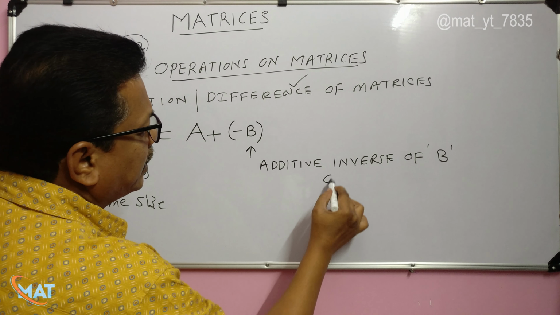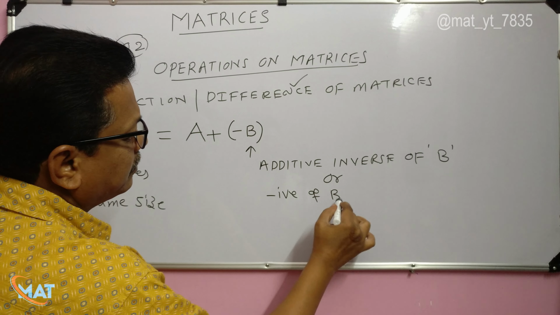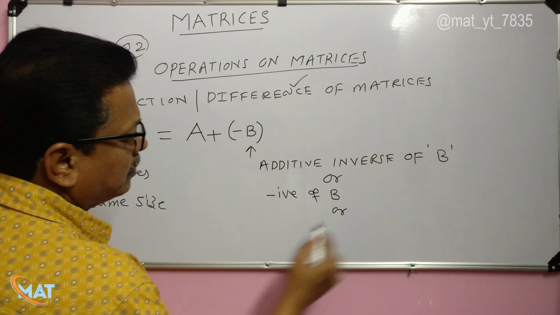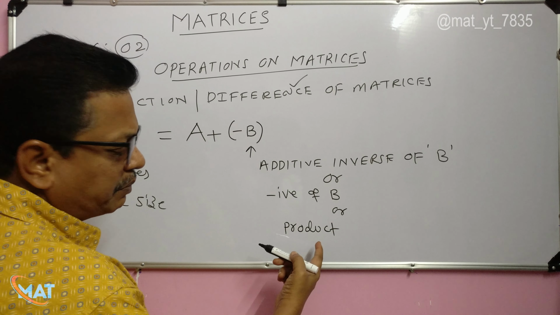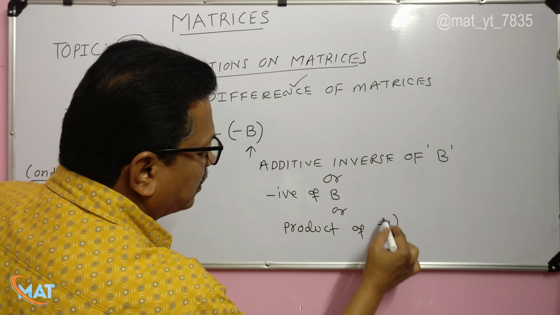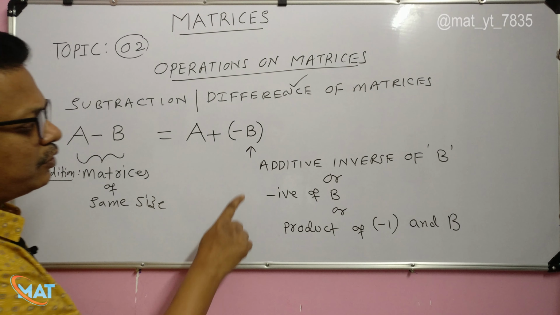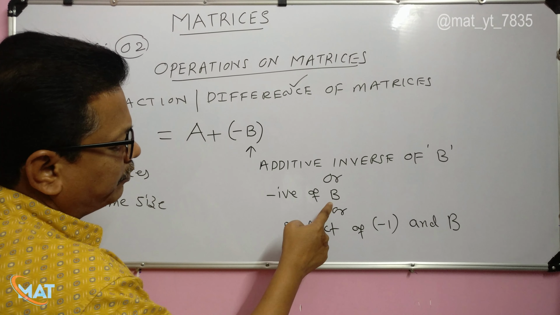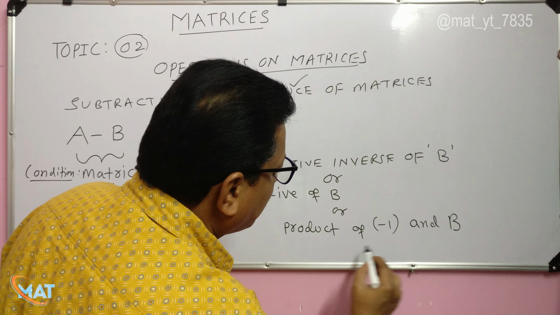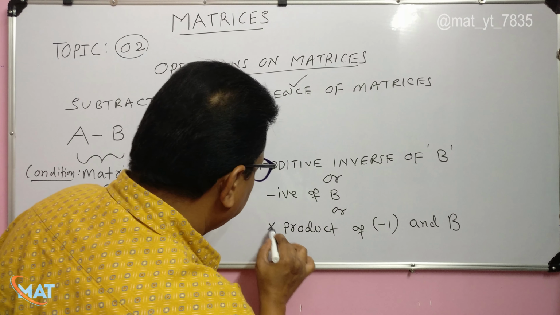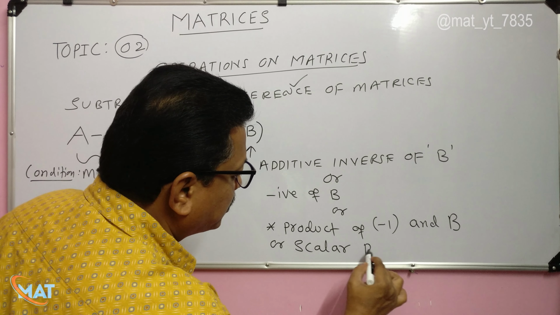In some books they write it in short form, negative of B, or the product of minus 1 and B. Product means multiplication, product of minus 1 and B. First we have to find the additive inverse of B, which is also called the negative of B, or the product of minus 1 and B. In other contexts, this last one is also called the scalar product.